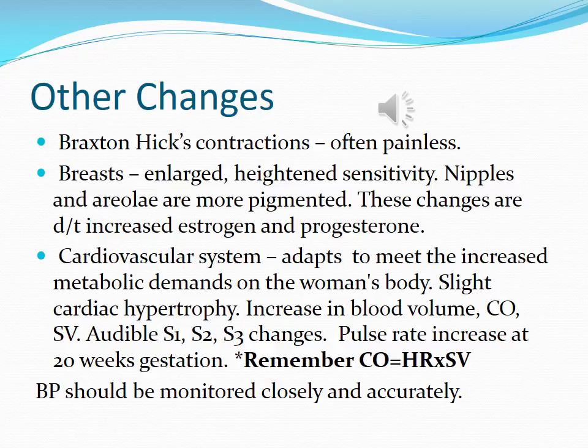Cardiovascular system. It adapts to meet the increased metabolic demands of the woman's body. There is slight cardiac hypertrophy, and blood volume, cardiac output, and stroke volume are increased. There are audible S1, S2, and S3 changes. Pulse rate increases at 20 weeks gestation. Remember, cardiac output is your heart rate times your stroke volume. This is not imperative for you to know, but it's just a pearl of information. Blood pressure should be monitored closely and accurately on a pregnant woman. If the pregnant woman has a previous heart condition, you should be aware that she may have increased issues with her pregnancy.